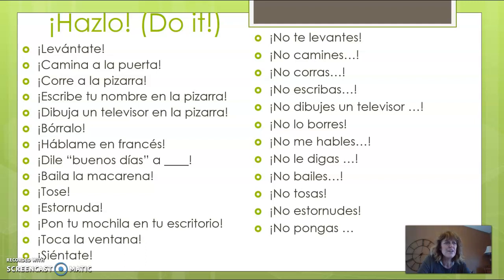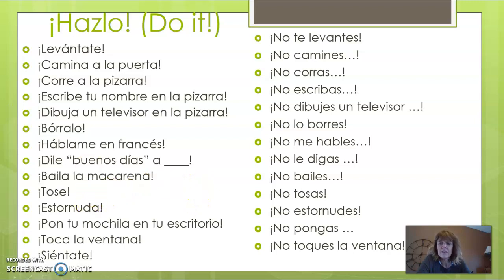Don't touch the window. You're going to get fingerprints all over it. I just cleaned it. Don't touch the window. Okay, if I heard you say toques, you're right. However, look what's going on with the spelling of that. No toques la ventana. If you have the C in there, it's going to be no toses. I don't want no toses. I want no toques. So to keep that sound, the QU remains.